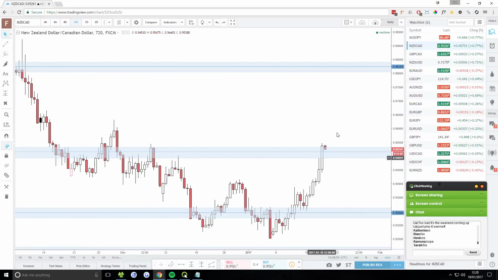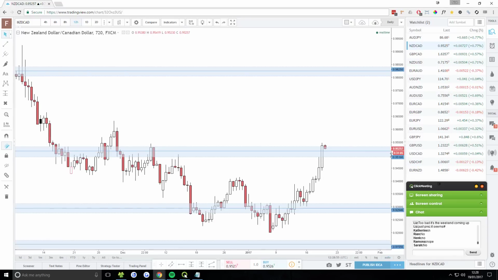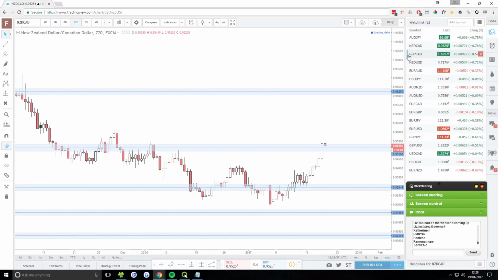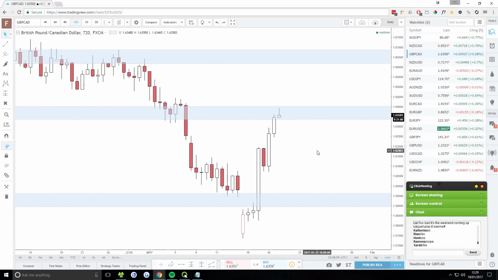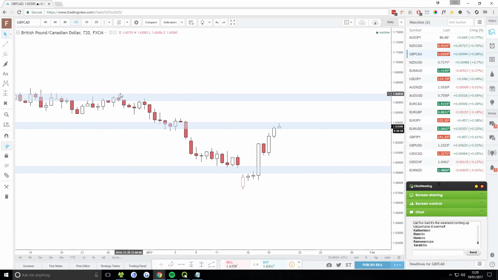New Zealand CAD, we're seeing signs of price stalling on a resistance area, so do keep a close eye on that. GBP CAD, same deal. We're seeing price stalling on a resistance area. Keep a close eye on that.